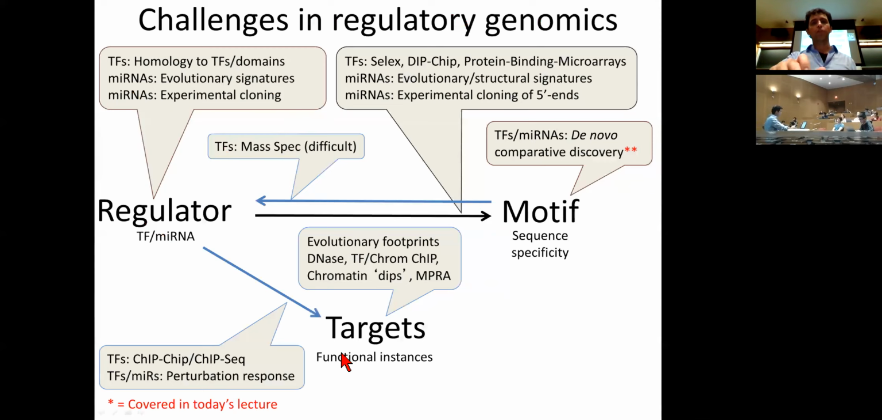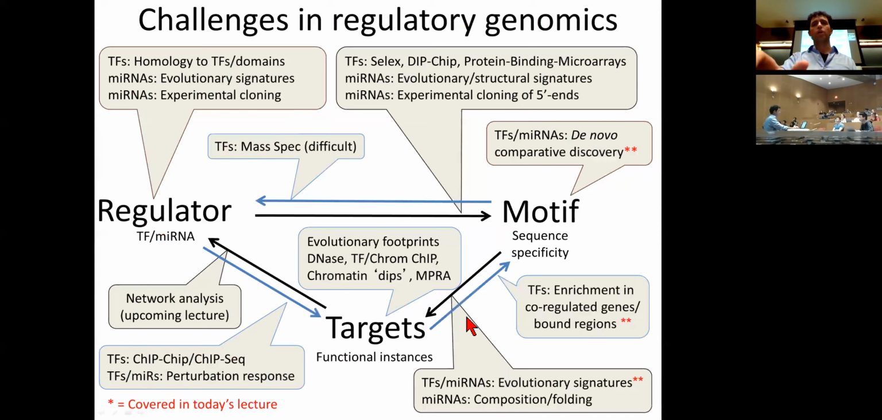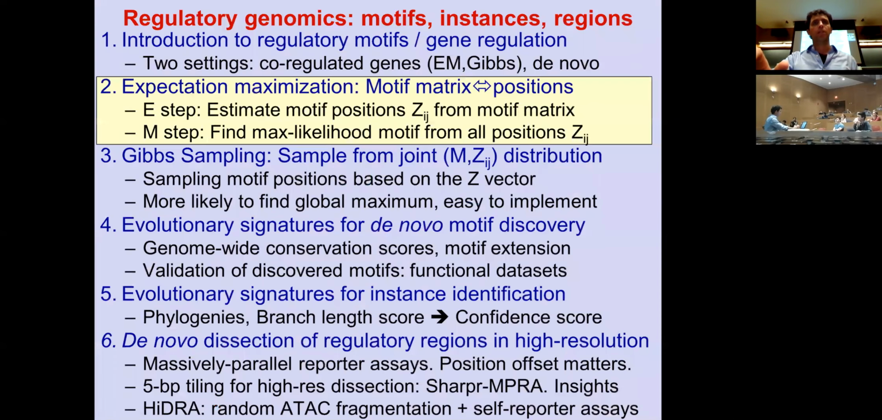If you have the regulator, you'd like to find the targets. A ChIP-seq experiment will give you the targets directly. And then from the targets, you can infer the motif using enrichment. And from the targets, you can find the regulator using network analysis. And from the motif, you can find the targets using evolutionary signatures. So there are a lot of problems relating regulators to motifs to targets in any of these directions. And if you have one, you can find the other using this.